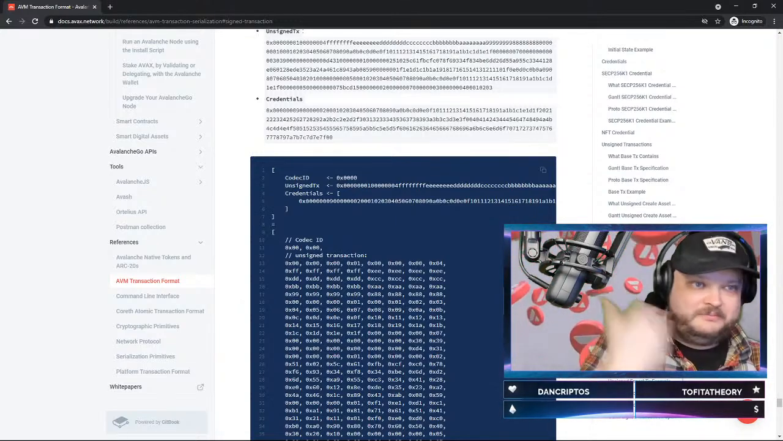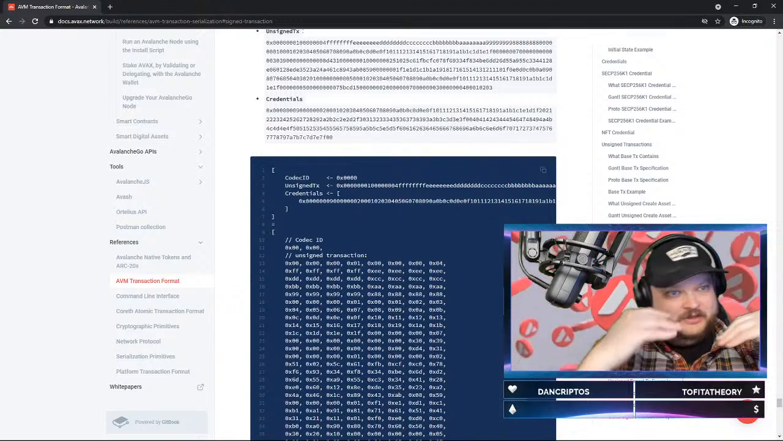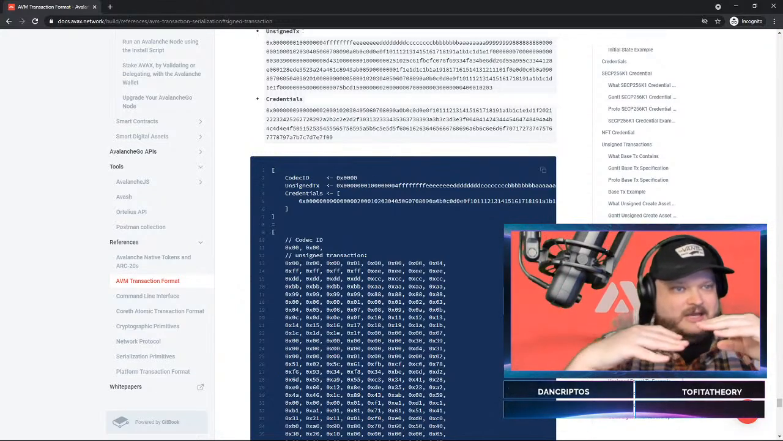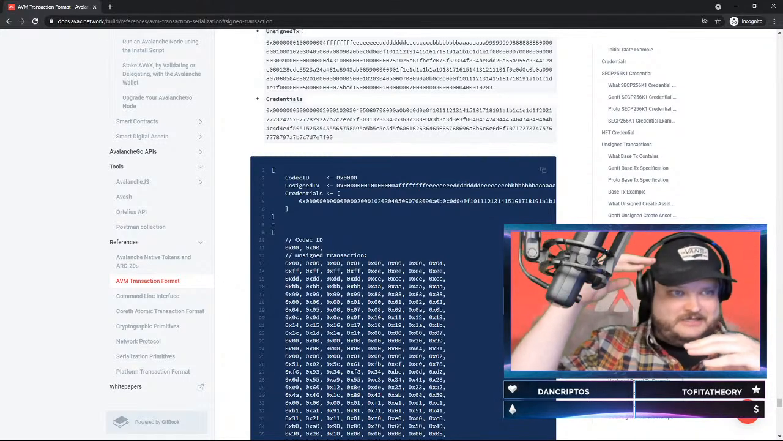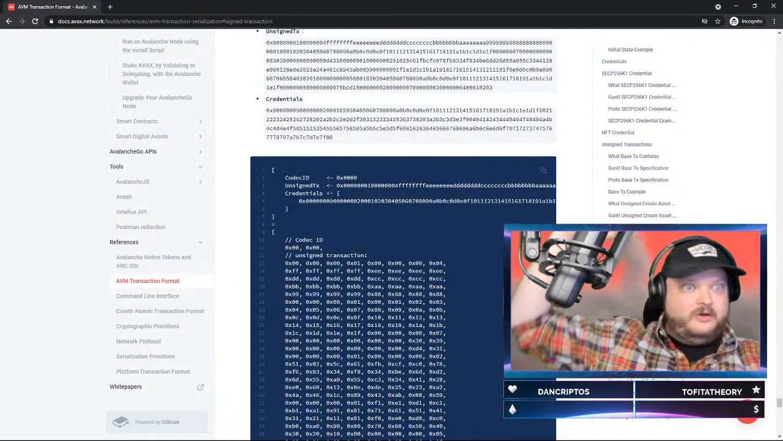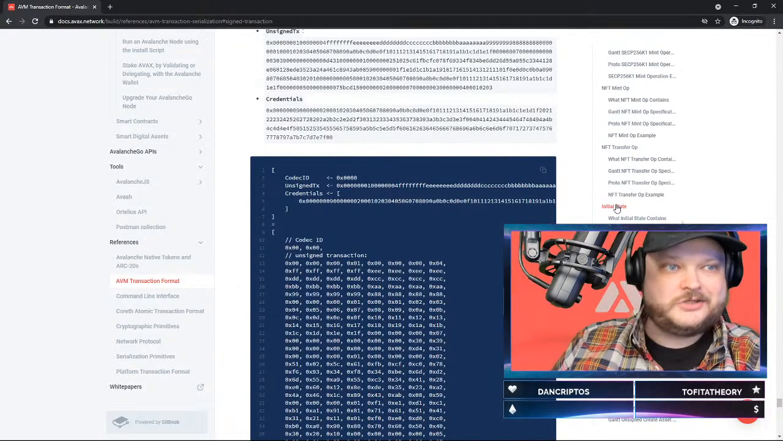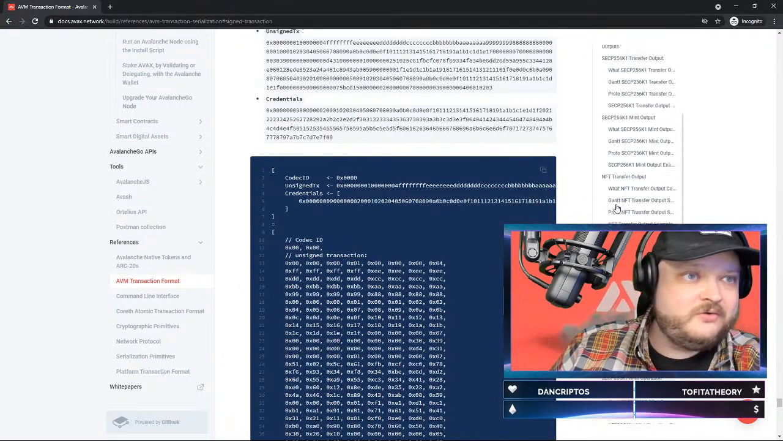We have this concept of what an output is, and then we have the signed transactions for that. How do you sign a transaction? And then you have what is an unsigned transaction, and then you have all the different transaction input types and output types and all the credentials types and all that stuff right above it.